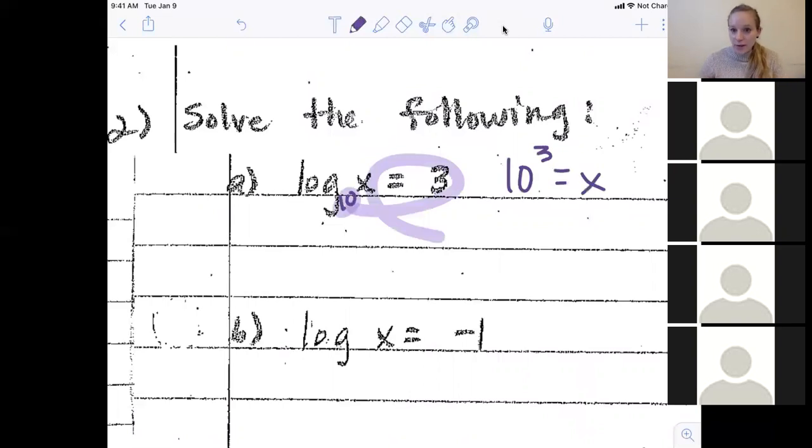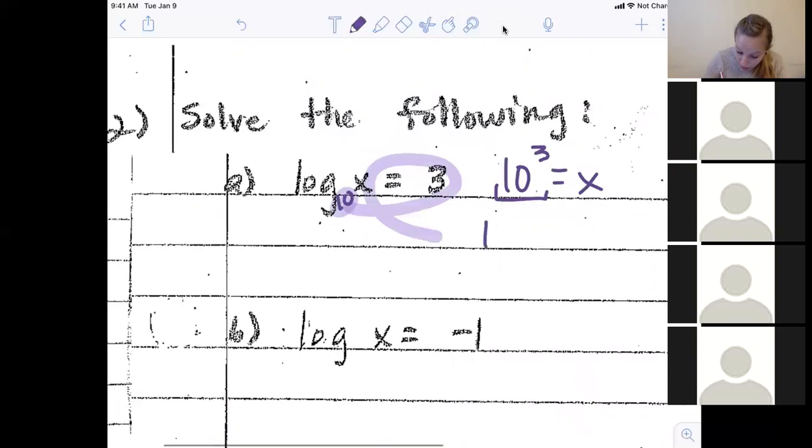Well, now my solving is just knowing what 10 to the 3rd is. That's not hard. If I don't know, use your calculator. If you do know, 10 to the 3rd should be 1,000. Remember the hint I just told you? Exponent is how many zeros? 1, 2, 3. Feel free to use that hint.